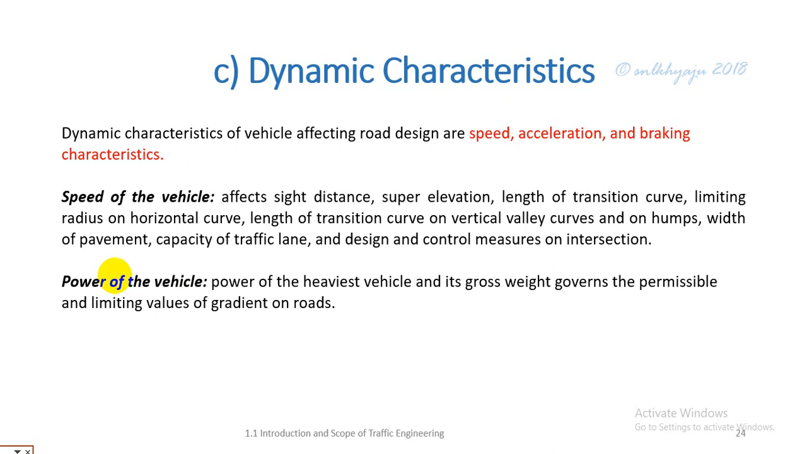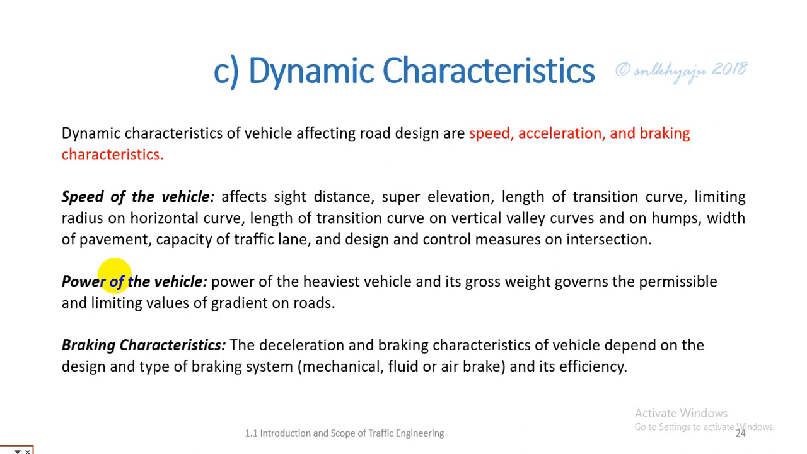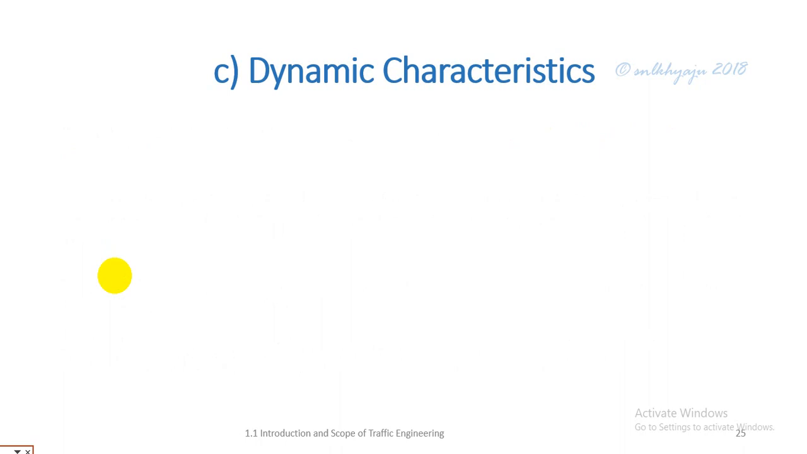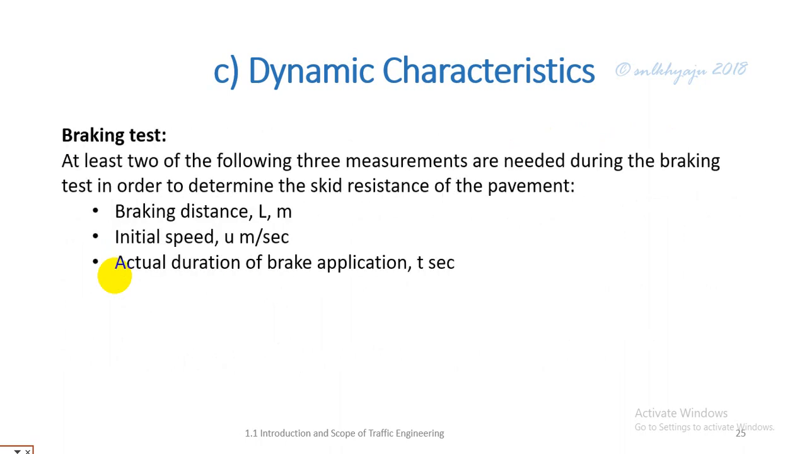Power of the vehicle. Power of the heaviest vehicle and its gross weight govern the permissible and limiting value of gradient on roads. Braking characteristics. The deceleration and braking characteristics of a vehicle depend on the design and type of braking system, that is mechanical, fluid or air brake, and its efficiency. Braking test. At least two of the following three measurements are needed during the braking test in order to determine the skid resistance of the pavement: braking distance, that is braking length, initial velocity, and actual duration of brake application.